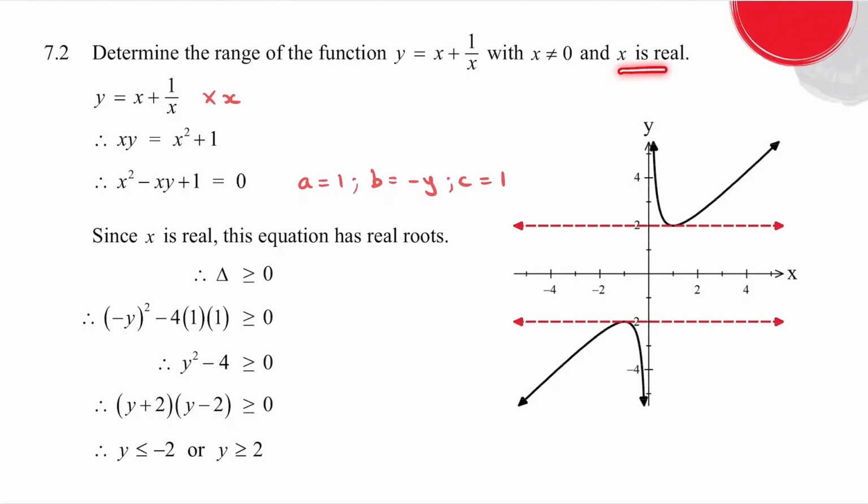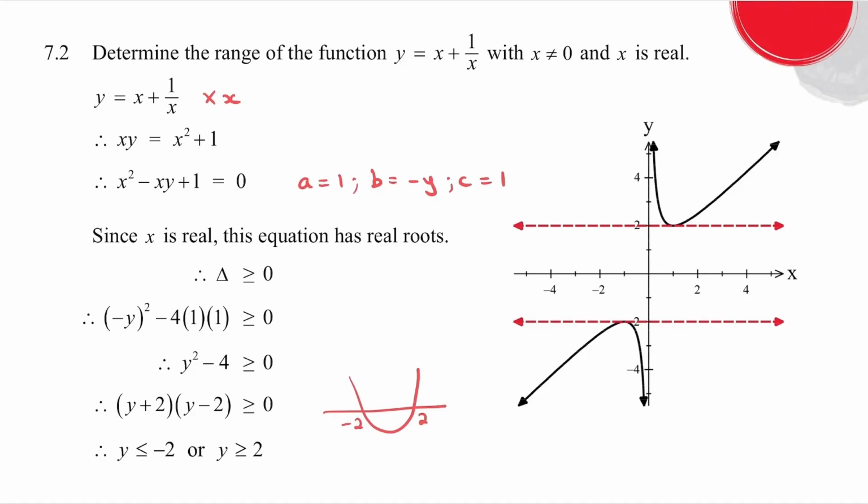Now, because they told me x must be real, that means I have to have real roots. And if I have real roots, delta must be greater than or equal to 0. So b squared minus 4ac must be greater than or equal to 0. Simplify, factorize using difference of two squares. I've got a positive quadratic. My zeros are minus 2 and 2.